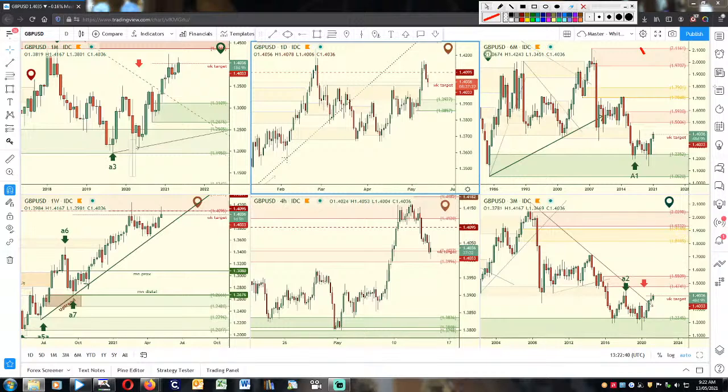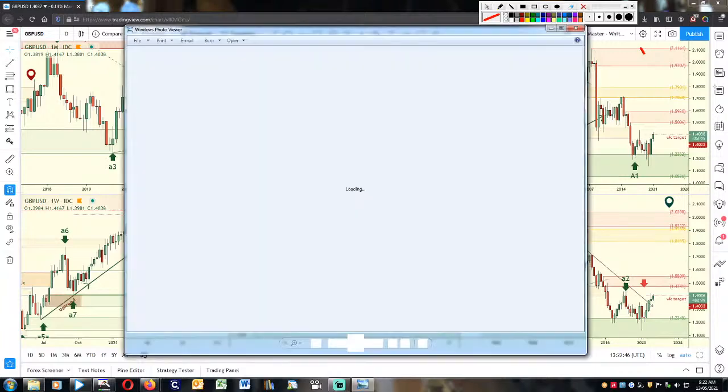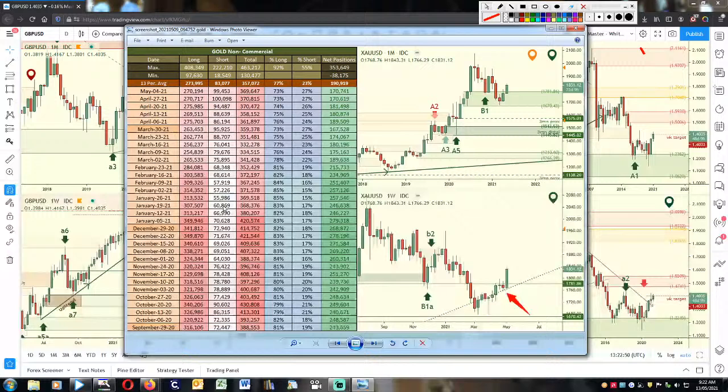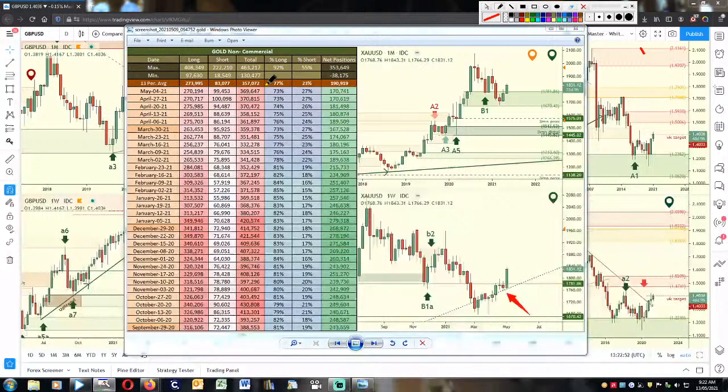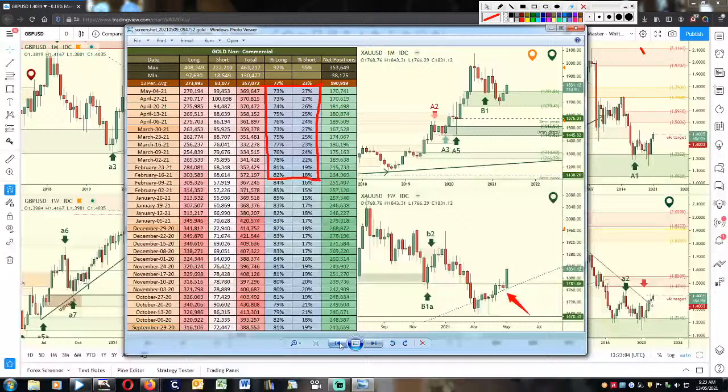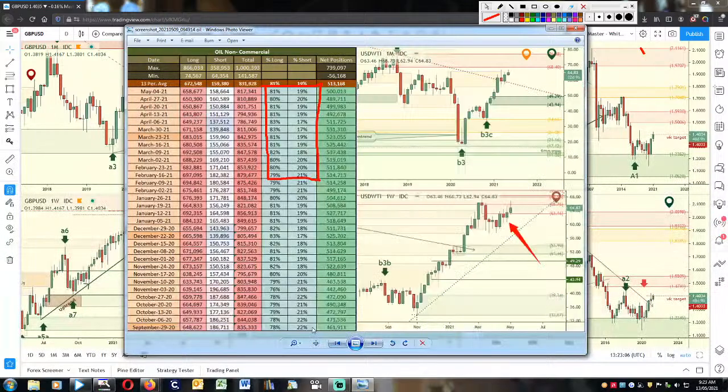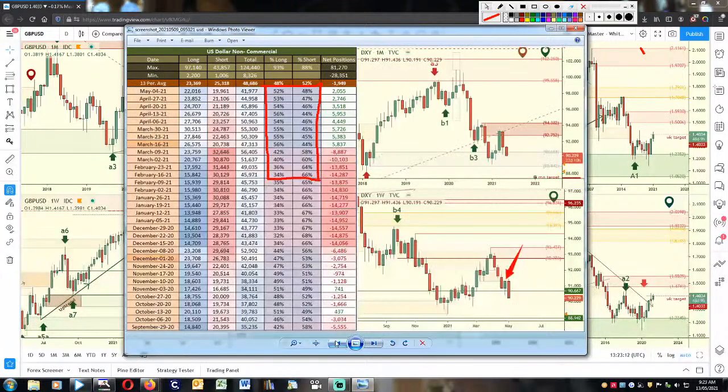Okay, where are you? Here you are. Let me open this up. So this was gold, right? And I just want you to focus on this area here. Okay, long and short percentage. It's somewhat blue, neutral. The next one is a little bit green, but that's oil. Oil is always green. US dollar went from red to blue, right? Neutral.